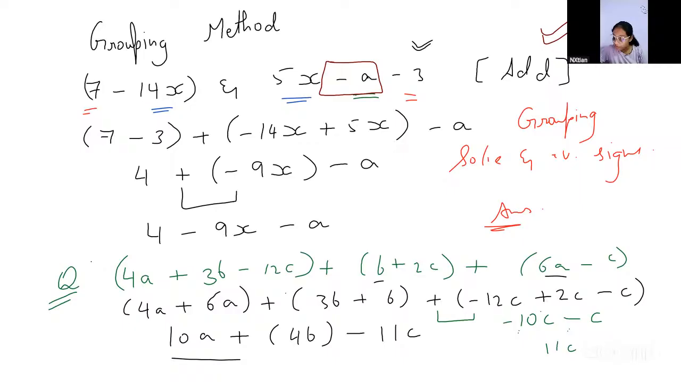Joshua, are you getting it? Sort of, ma'am. Okay, it's okay. Since this is an old concept, no problem if you just get it a little bit right now. So we have 10A plus 4B minus 11C. How did we get that? We got that by grouping the A things, B things, C things, and then adding them up. That's all we did.